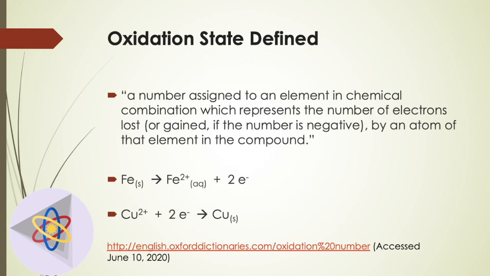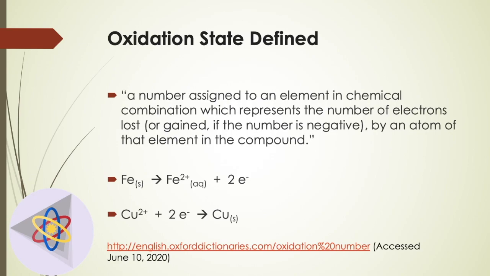So dito po sa example natin sa baba, copper 2+, gaining 2 electrons forming copper 0 or copper solid. So ito po yung example naman ng oxidation state changing from a higher number to a lower number.